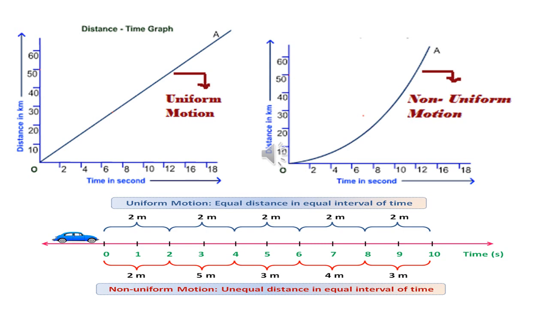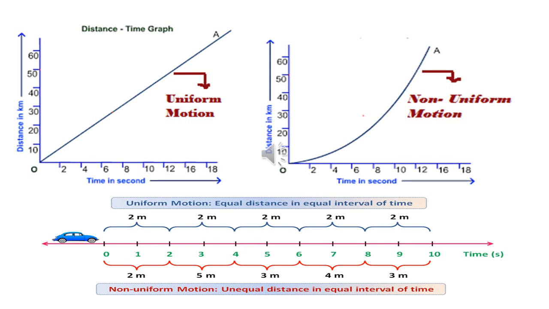Then the car moves from the distance 2 to the distance 4. So the difference between them is equal to 2 meters. And it moves from time 2 seconds to 4 seconds. So the difference in time is also 2, and so on. Equal distance in equal intervals of time. So it's called uniform motion or uniform velocity.